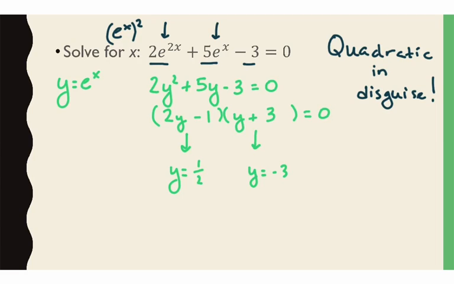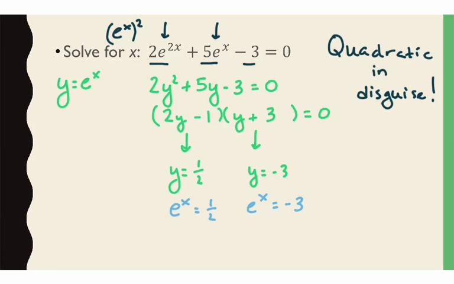Okay. Now, that was all lovely, except remember, we're not done. When we're done, we will have x equals something. So we need to go back and remember that y is e to the x. So what I need to do is put e to the x back in for those y's. So we have e to the x equals 1/2 and e to the x equals -3. So it's kind of a two-step process. First, we take a look at the quadratic aspect of this. We factor and solve, but then we bring the e to the x back in.